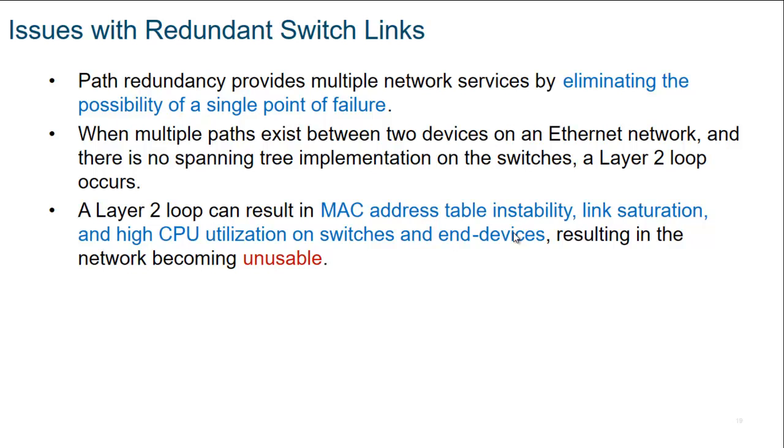MAC address table instability happens when every time there is a new frame coming in with a new source port, and that will keep updating the MAC address table and it never reaches stability. Link saturation happens when all these broadcast frames are running around in the network using the bandwidth. The real packets for real work cannot really use the link.